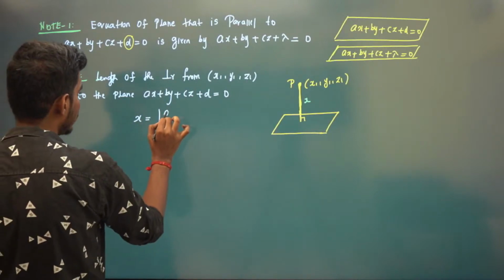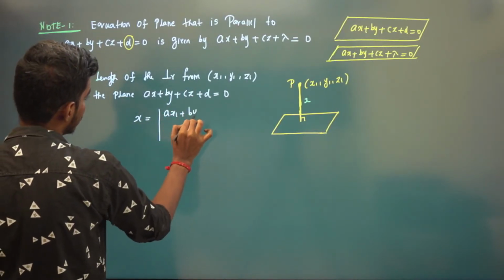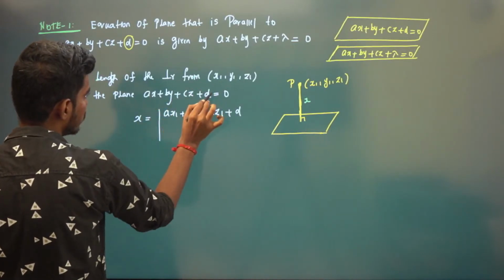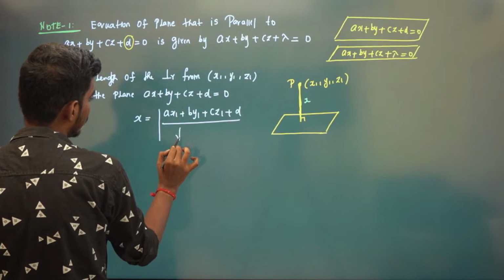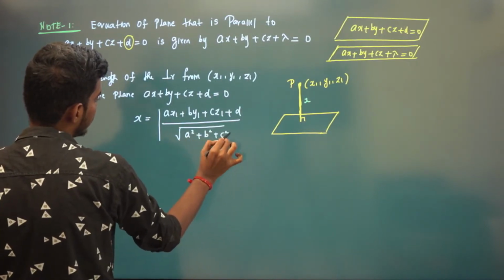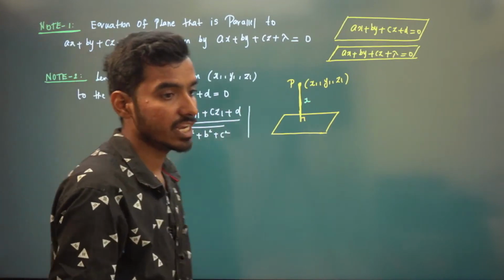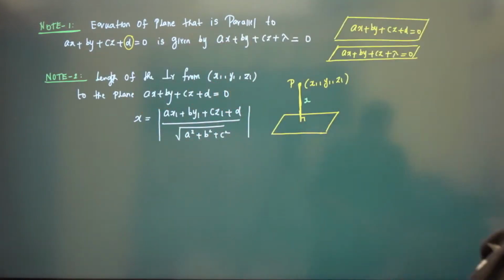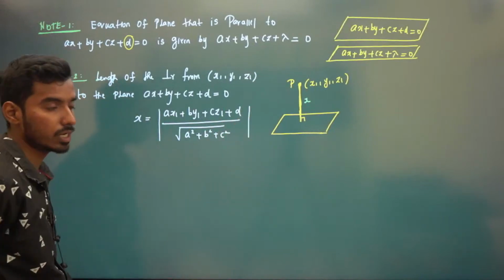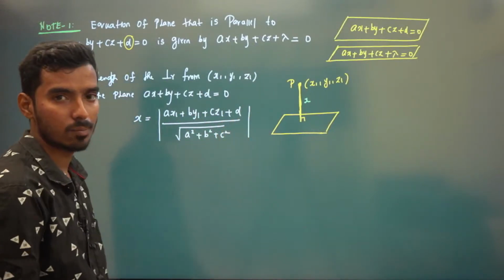So we have the modulus of ax1 plus by1 plus cz1 plus d. Instead of x, let's substitute this x1, y1, z1. These are the ones that you studied at school level itself, divided by root of a square plus b square plus c square. See what happens if x1, y1, z1 turns out to be the origin. You will have the very first formula, that is, the length of the perpendicular from the origin to that plane will be d divided by root of a square plus b square plus c square.